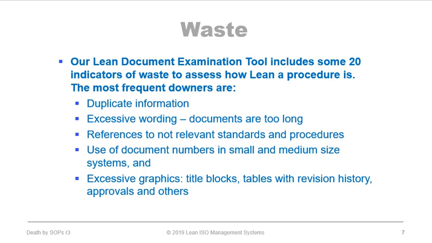Our lean document examination tool includes some 20 indicators of waste to assess how lean a procedure is. The most frequent offenders are duplicate information, excessive wording, documents that are too long, references to not relevant standards and procedures, use of document numbers in small size companies, excessive graphics, title blocks, tables with revision history, approvals, and others.